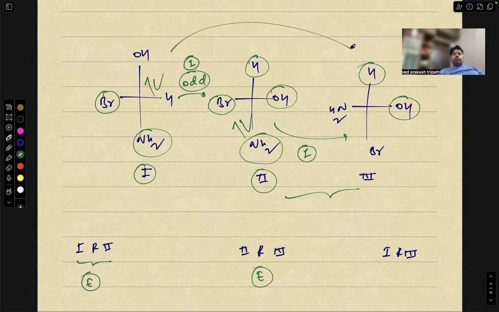Now look at 1 and 3. Exchange between OH and H, and exchange between Br and NH2. So overall 2. 2 means even, means identical. So this is the best way to figure out the relationship, and you have two choices. You can use the RS method as well. So this is for a single chiral center, and in the next session we will talk about multiple chiral centers, and we have an additional relationship which is called diastereomer. Thank you so much.